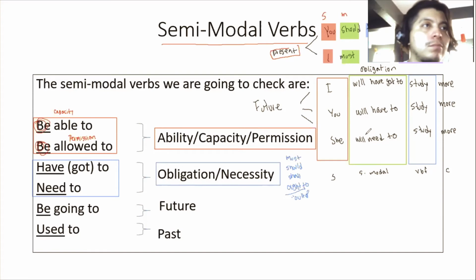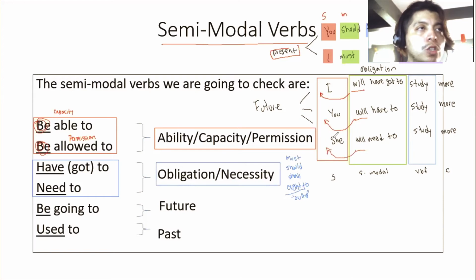Super simple, right? If you want to make them negative, only the will takes the negative. I won't have got to study more. I won't have to study more. I won't need to study more. If you want to make them questions, again, only this part switches positions with the subject.